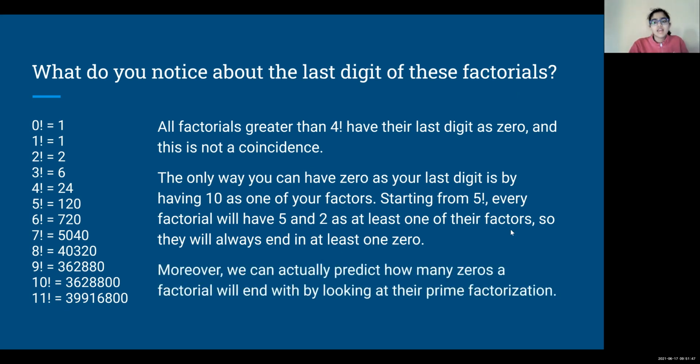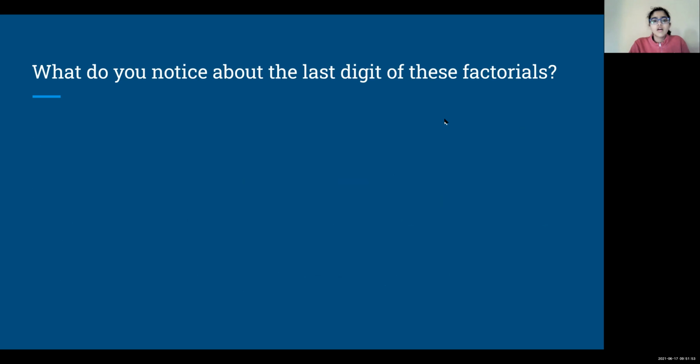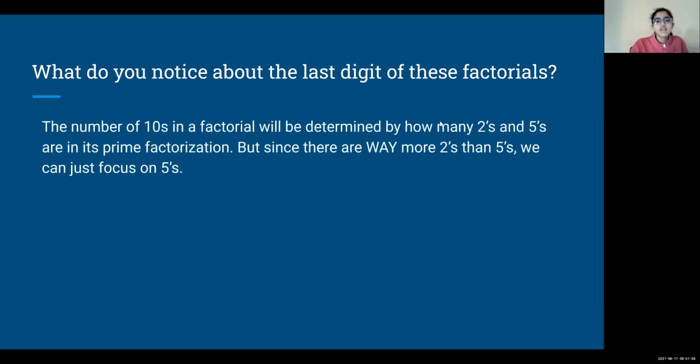And we can actually predict how many zeros a factorial will end with just by looking at their prime factorization. So the number of 10s in a factorial will be determined by how many 2s and 5s are in the prime factorization. But since there are way more 2s than 5s, we can just focus on the 5s when calculating the number of 10s that factor into the number.